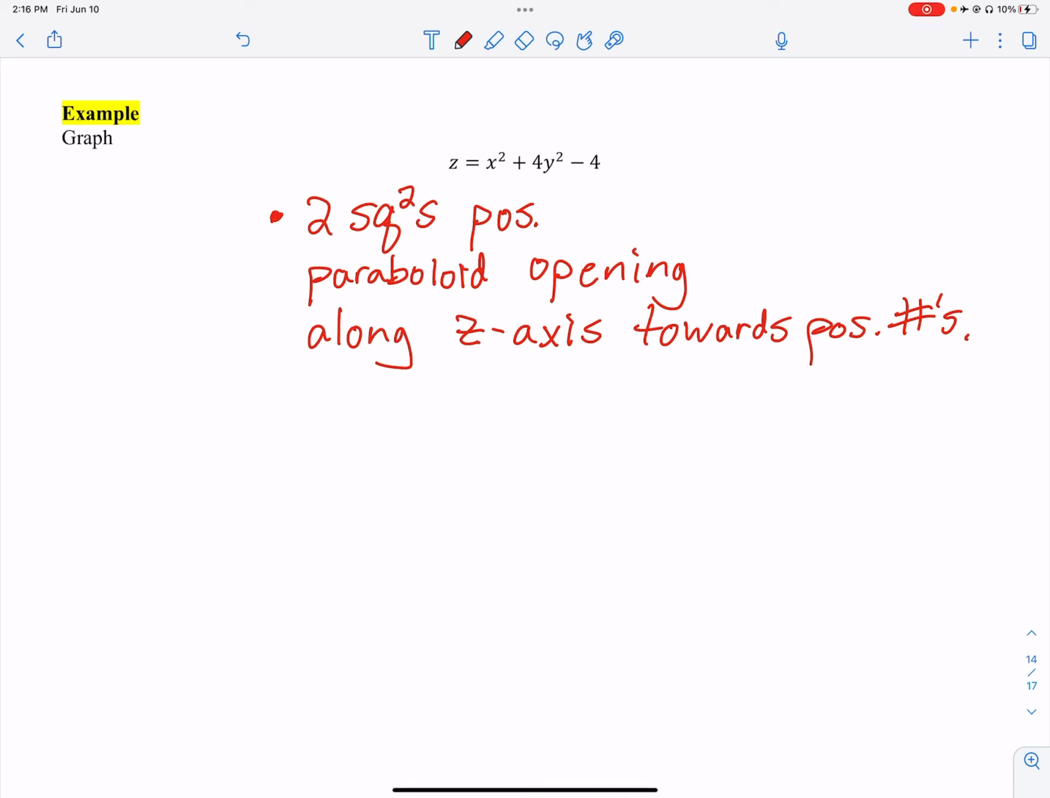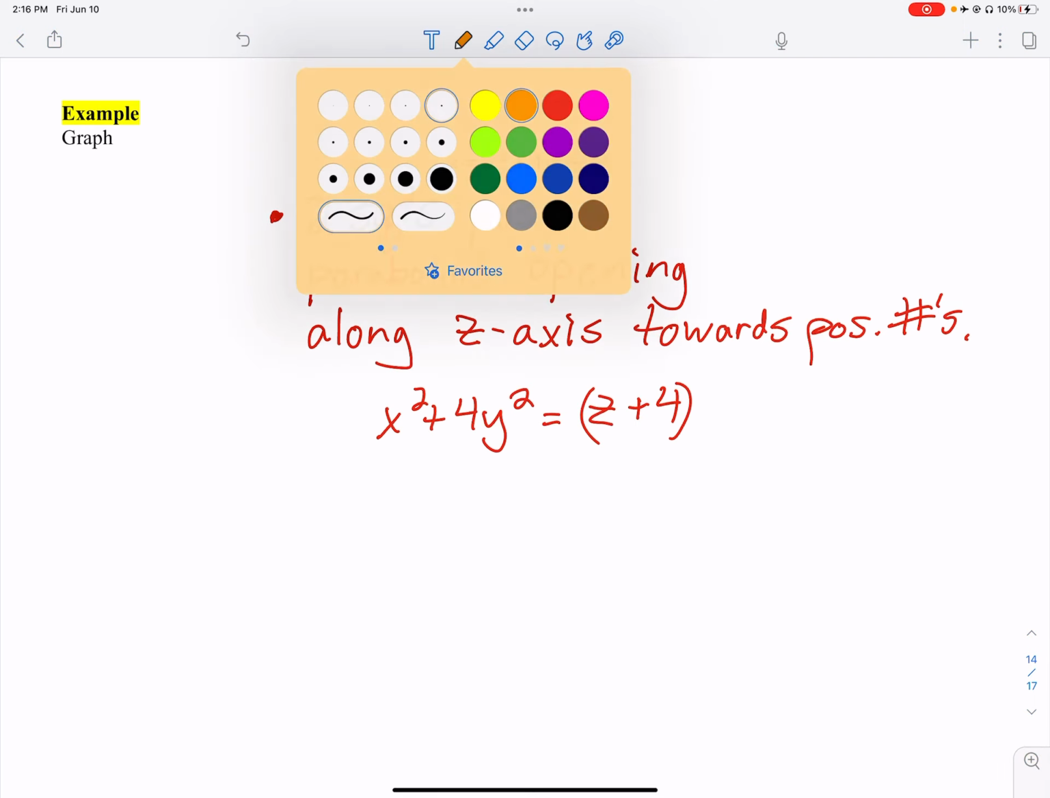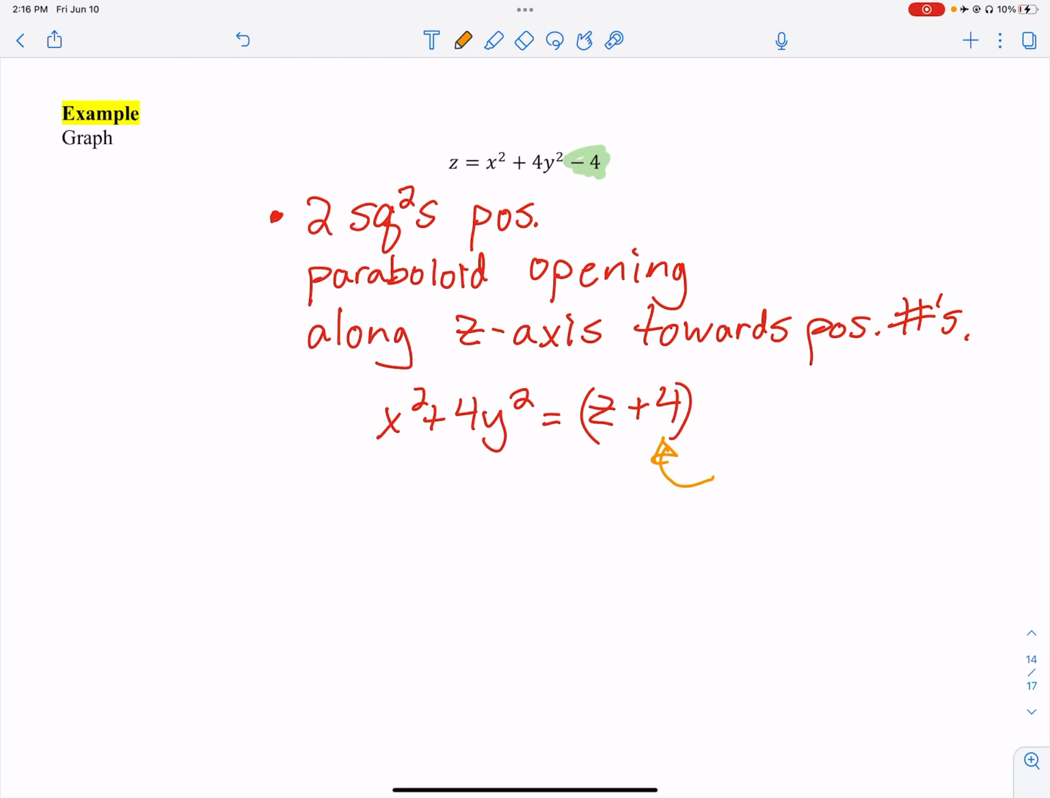You can tell because there are two squares, and maybe you're wondering, what is that? Well, if we think about moving that over, I'm going to put the x squared plus 4y squared first, we get z plus 4. Maybe some of you are seeing it already, but this is just the graph, if the 4 wasn't there, shifted down 4 on the z axis.